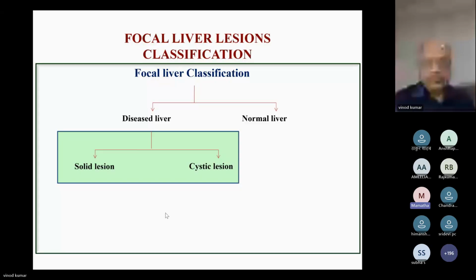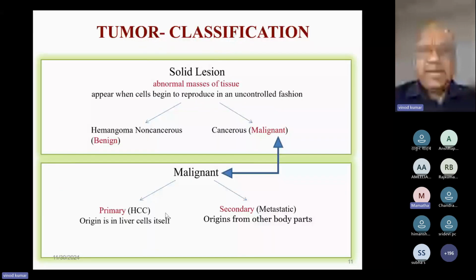So then again, solid lesions, they are abnormal or cancerous. That is, they are benign or cancerous, malignant. Hemangioma, non-cancerous and cancerous. Then malignant can be primary HCC and secondary metastatic. So these are the types of tumors which we wanted to classify. So we try to study their texture. We started studying the nature, how they behave when ultrasound probe or ultrasound waves are focused on these surfaces.